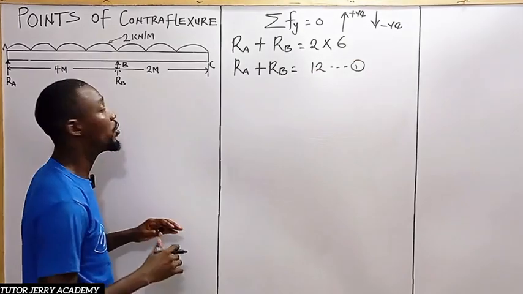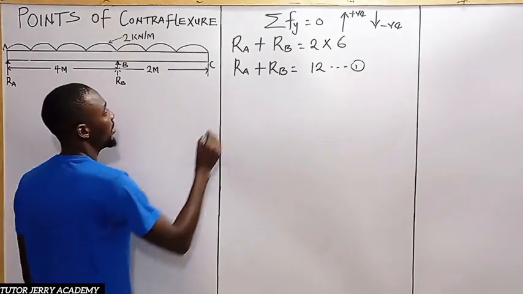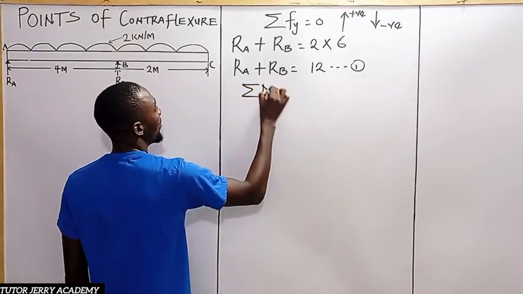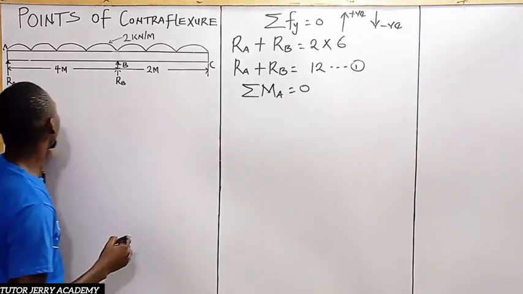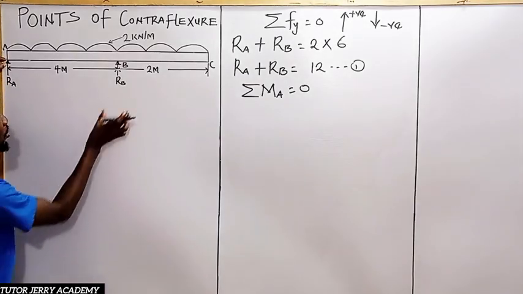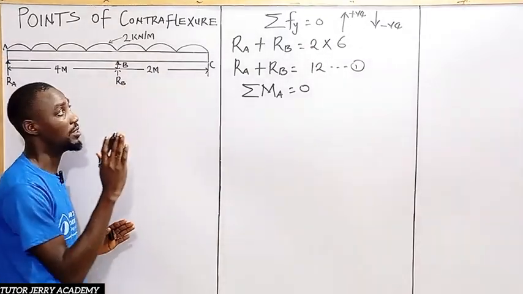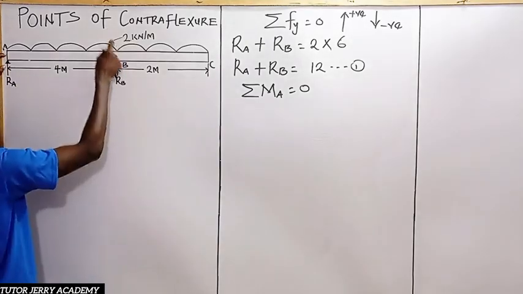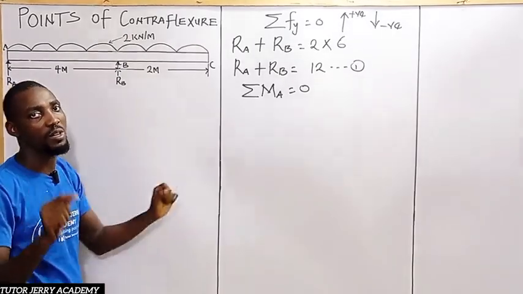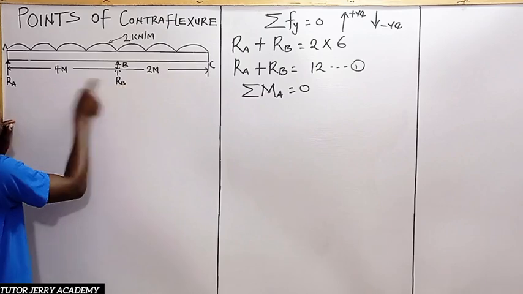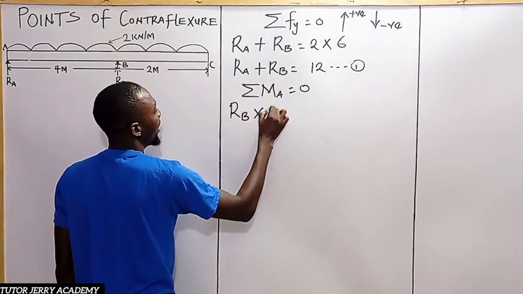So the next thing we are going to do is take our moment. We are going to be taking moment about point A. So the summation of moment about point A will be equal to 0. All right. About this point, we are going to have 0. So here we are going to have RB. Don't forget, we have already said upward force should be positive. It means our upward force here is going to give us an anti-clockwise moment. So anti-clockwise moment is positive. So we are going to have RB multiplied by 4. So RB multiplied by 4.